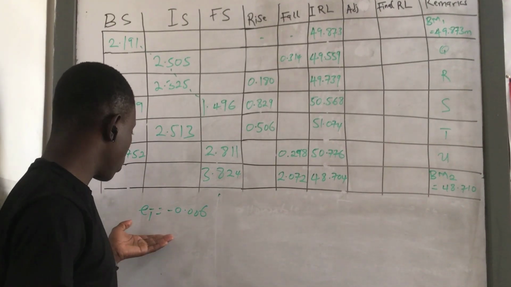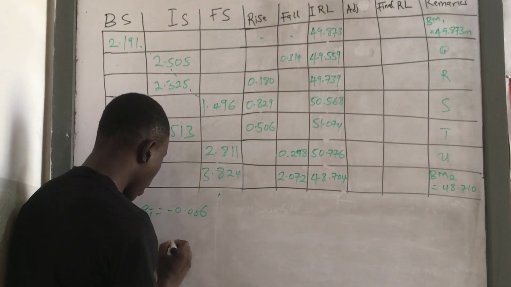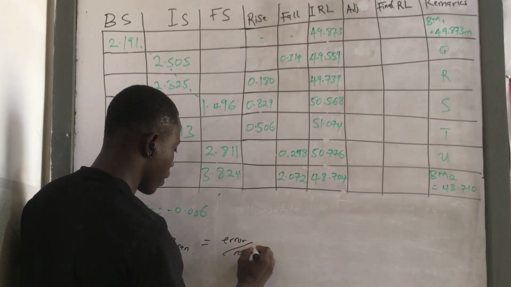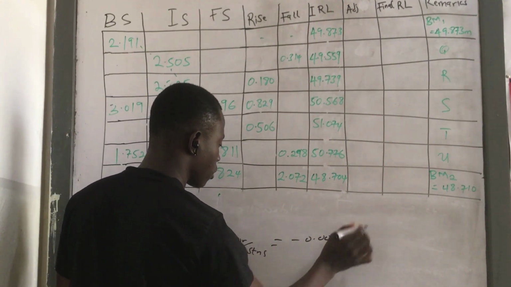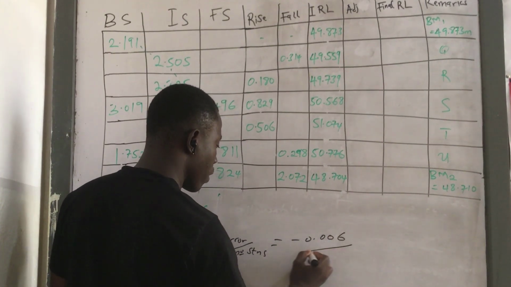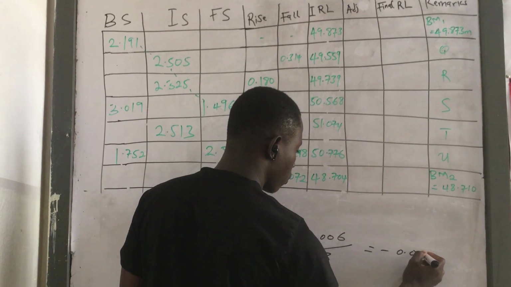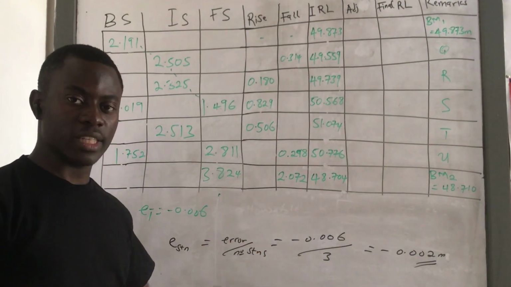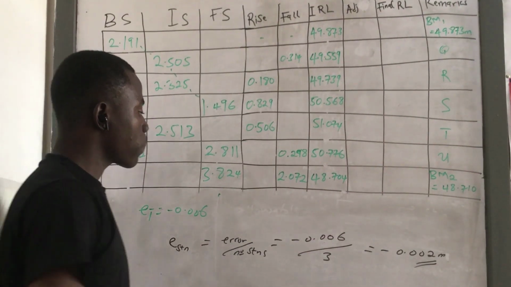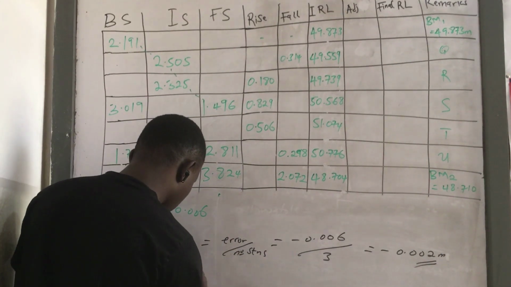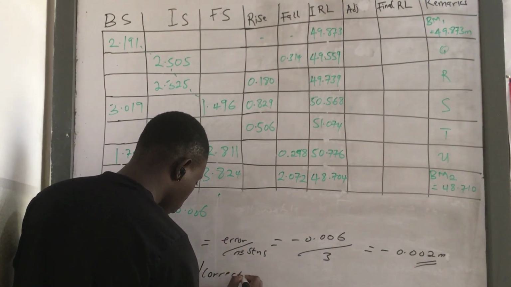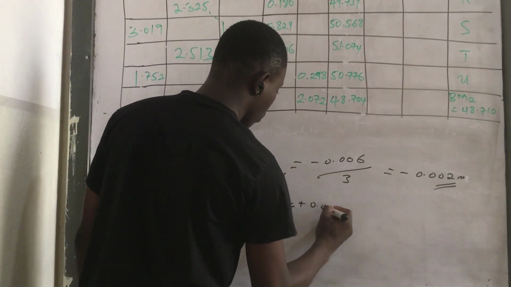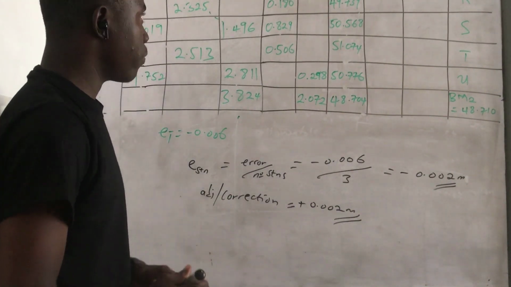With this total error of negative 0.006, our error per station is the total error over the number of stations, which means negative 0.006 over 3. This should give us negative 0.002 meters. So this is the error we made at each station, or at the first station, assuming. Now, if this is the error, then the adjustment or correction would be the reverse. Our error is negative, so our adjustment is going to be a positive 0.002 meters. That's the correction we make at the first station.